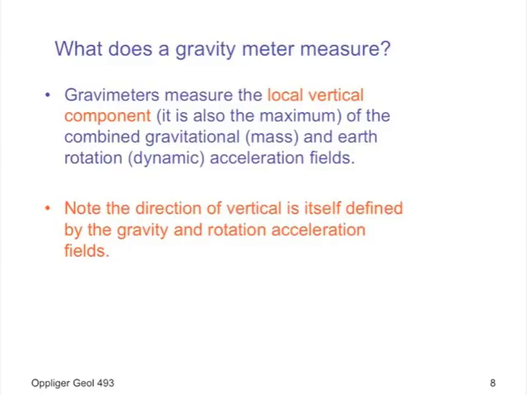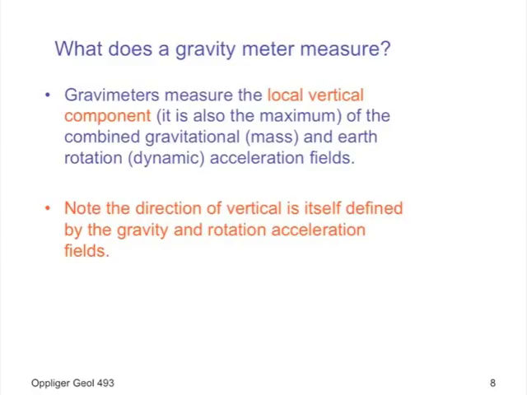Now, a gravity meter, whether it's relative or absolute, is measuring the local vertical component of the total gravitational field. There are two parts to that total gravitational field: the gravitational acceleration brought about by the mass of the Earth, and the dynamic acceleration field. You have to subtract the centrifugal force, the centrifugal acceleration, of the rotation of the Earth.